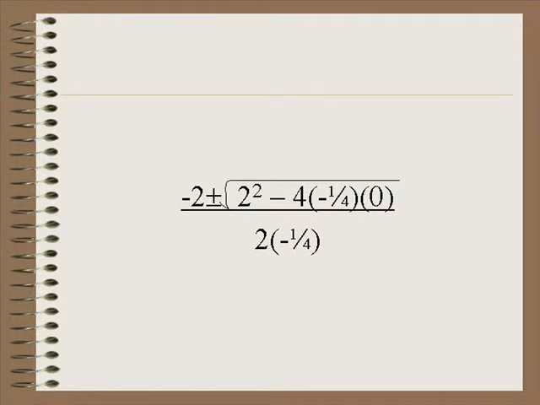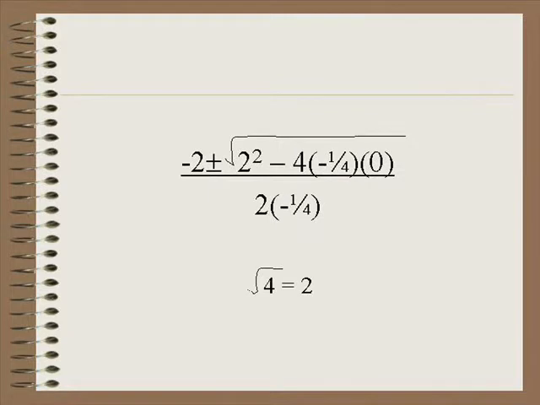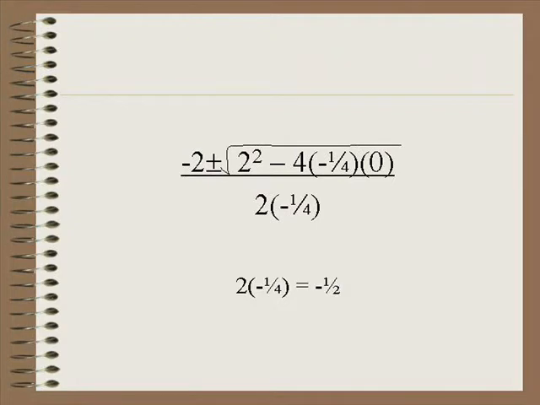Let us solve first the ones inside the radical sign. 2 squared is equals to 4. Negative 4 times negative 1/4 times 0 is equals to 0. 4 minus 0 is equals to 4. Now let's find its square root. Square root of 4 is equals to 2. Let's continue solving the denominator. 2 times negative 1/4 is equals to negative 1/2.